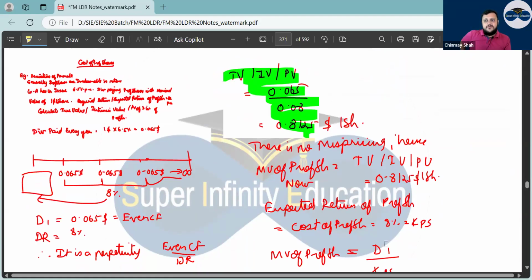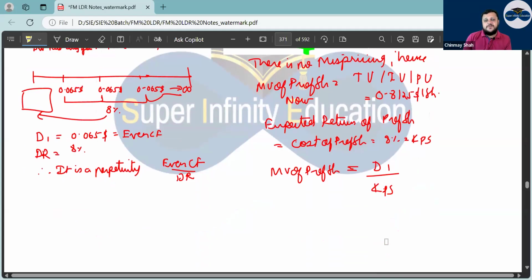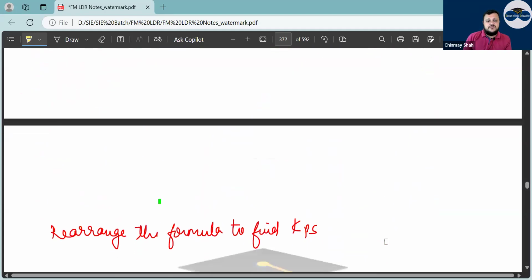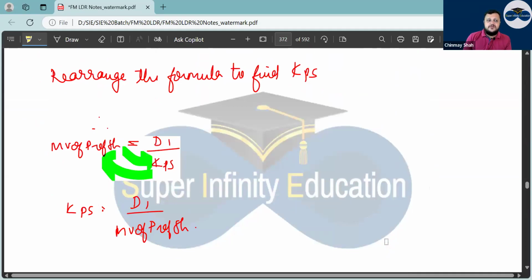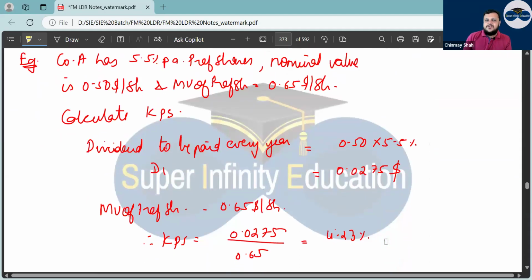Now coming to the cost of preference shares. A simple part. KPS is equal to D1 upon the market value of the preference share. Simple and sweet, no tension of formula that much. The only thing you need to remember is that the dividend will be calculated on the nominal value of shares and not on the market value of preference shares.